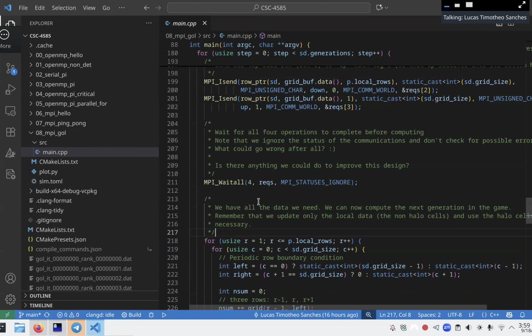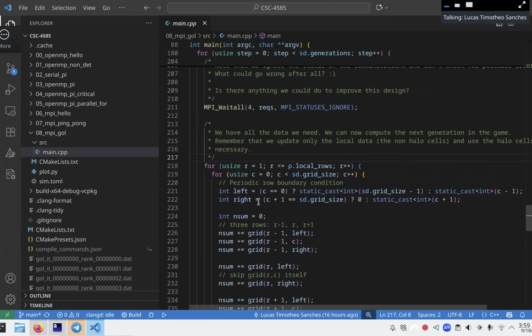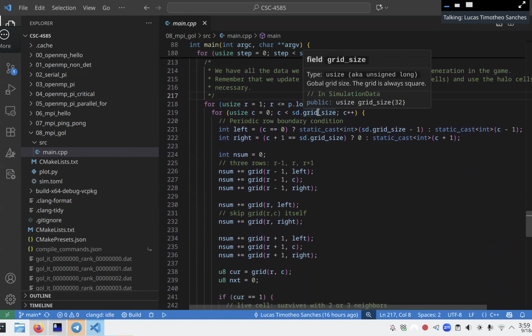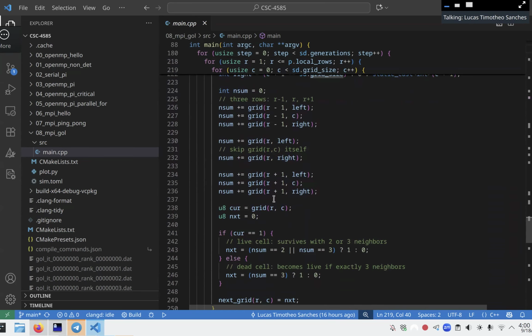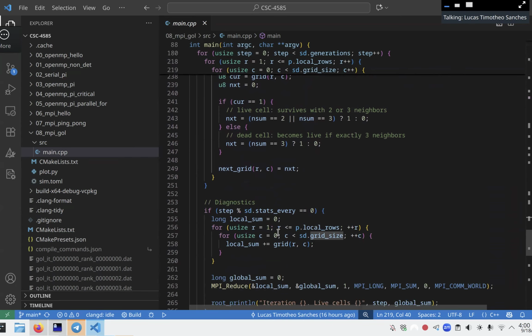All I need to do is loop over my local grid and apply Conway's Game of Life rules, and that's all, right? And that's what I'm doing here. I'm just looping over the rows, looping over the columns. I apply these Conway's Game of Life rules: if I have X live neighbors, kill the cell, or things like that, right?